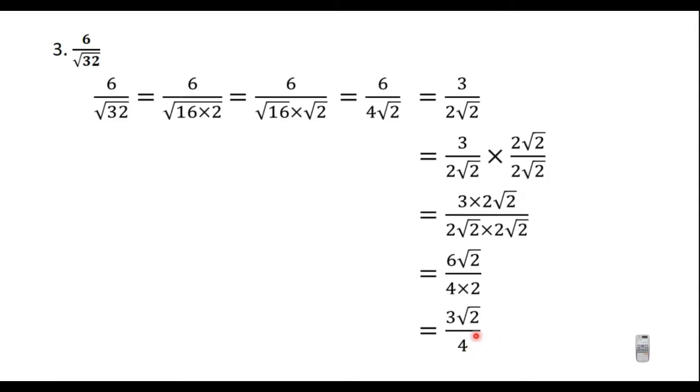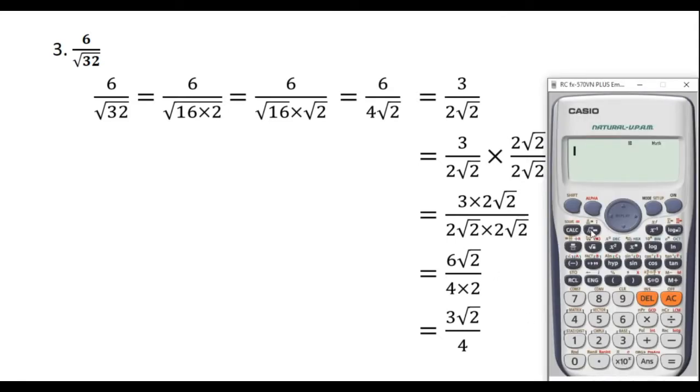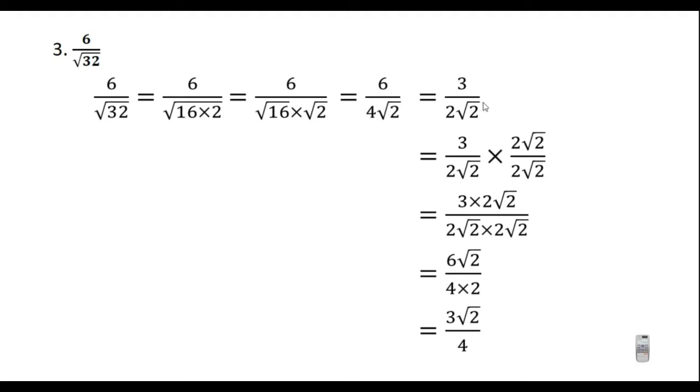So once again, you can try this on your calculator and you realize that you are going to have the answer as we have here. So we have 6 divided by square root of 32, and the calculator is giving us 3 root 2 divided by 4 as we have here. So whenever you have this, this is what you do. You break it down into the simplest form. If you still have a square root sign in the denominator, you rationalize, and when you are rationalizing, you multiply both the numerator and the denominator by the denominator.